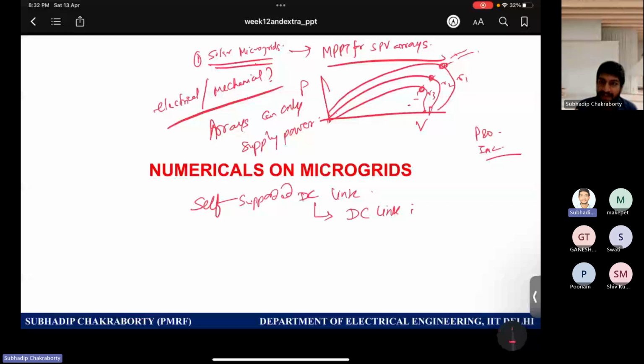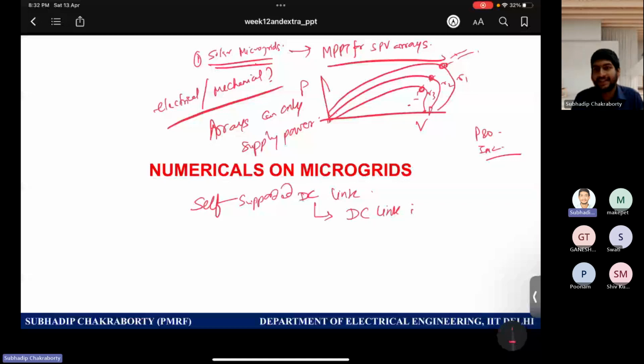Self-supported means to maintain the DC link, that is, the small amount of power required to keep the DC link capacitor charged comes from the AC side. We call it self-supported. Why self-supported? Because the DC side sources are not responsible, in the self-supported case, for maintaining the DC link. That's why we term it self-supported.